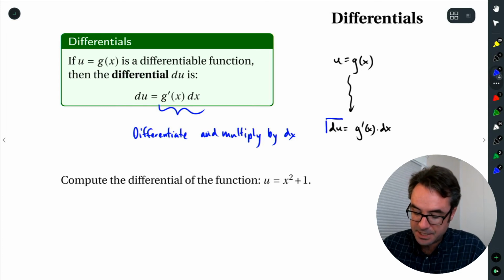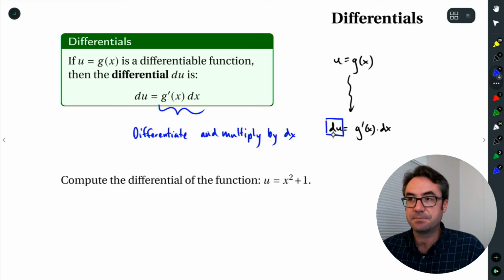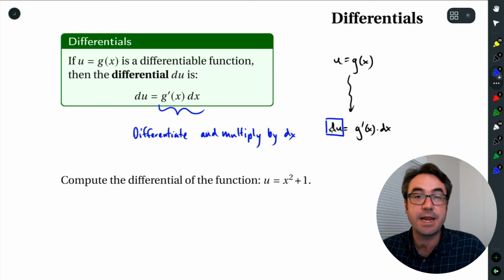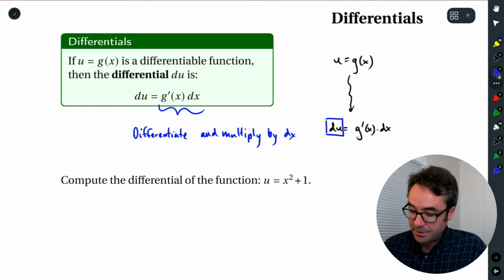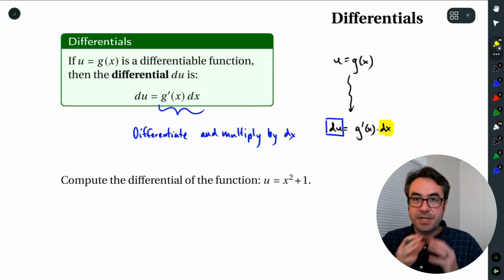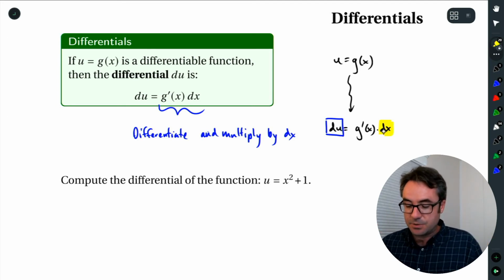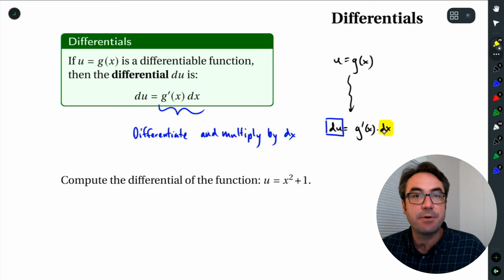So think of this du as just one little piece of notation. You can think of it just like the name of a variable. So you don't think of it as d times u or anything like that. This is just the name of a new variable, which we call du. Same thing for the dx here. Don't think of it as a d and an x separate. Just think of it as dx, just the name of a variable here.